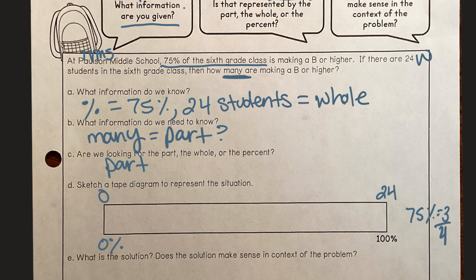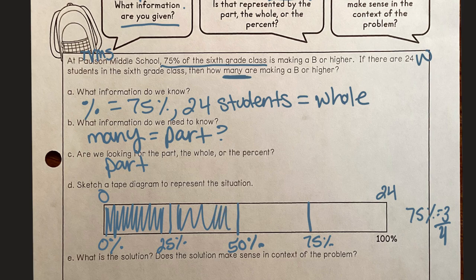Okay, so I know that half of 100% is 50%. I know that halfway between 0% and 50% is 25%. That's 1/4. And I know halfway between 50% and 100% is 75%. So if 75% of the students are making a B or higher, then we can shade all the way up to 75%.